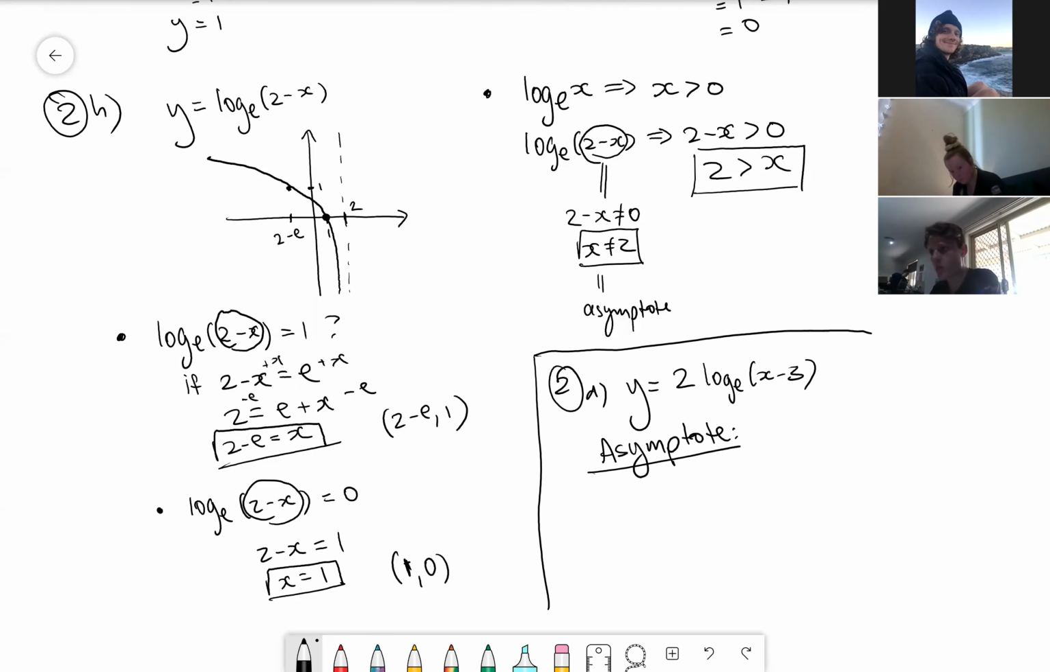What is an asymptote? Why do we want to find an asymptote? What does it show us about the values? The graph never touches. So the graph never touches, which means the graph can't take those values.